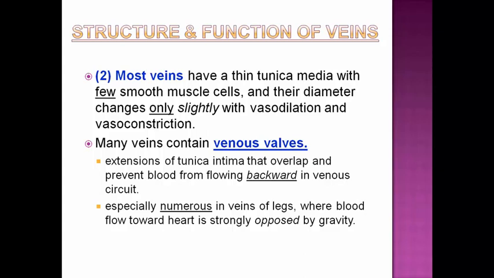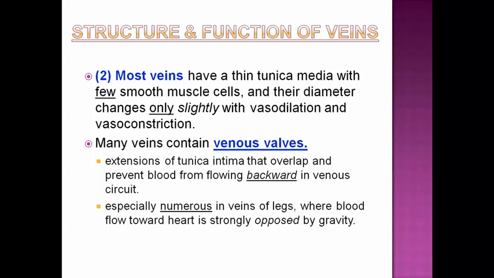Most veins have that thin tunica media. We've already said very few smooth muscle cells are there. It's not responsible for vasomotor tone, so vasoconstriction, vasodilation. The diameter is only going to change slightly under those vasomotor sensations from the sympathetic nervous system. We know that veins have valves, these venous valves that work just like the heart does. It keeps the blood from pooling in our lower extremities especially, or in areas where there's not good circulation, and it keeps a one-way flow.